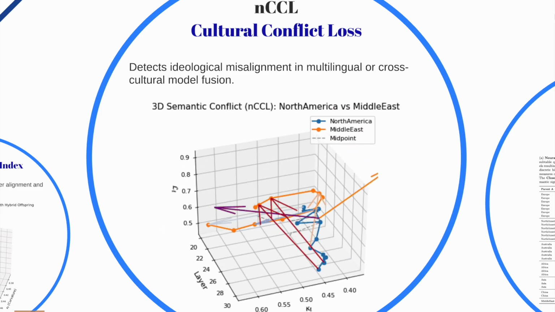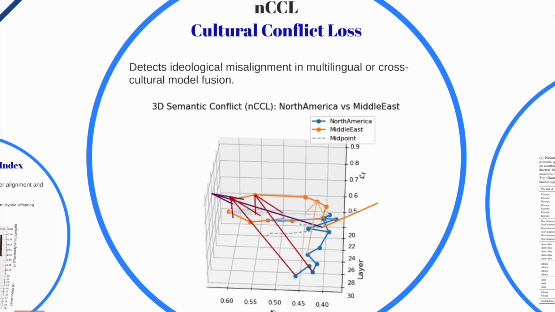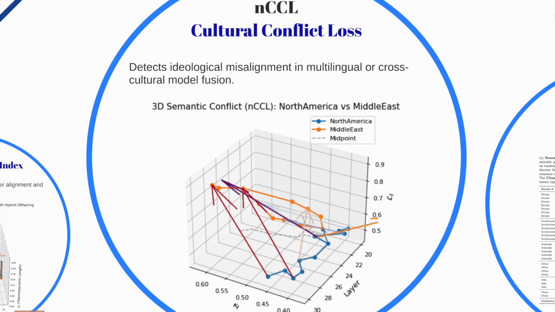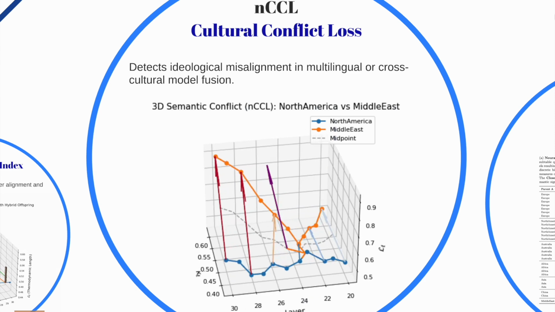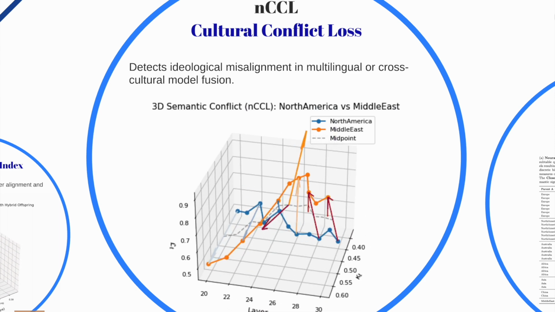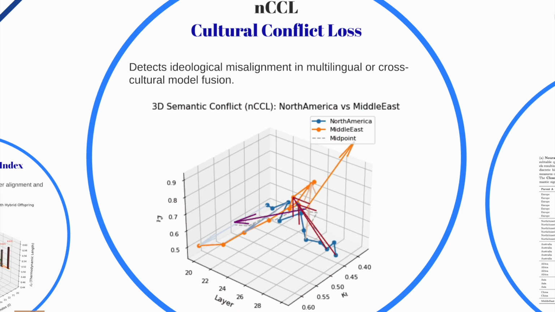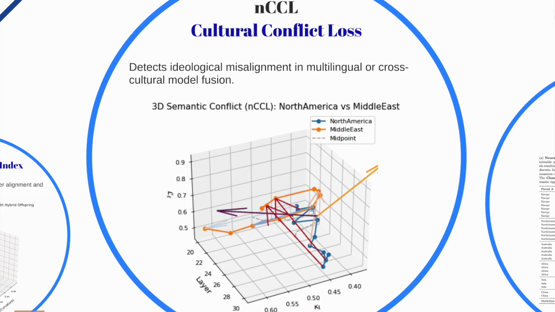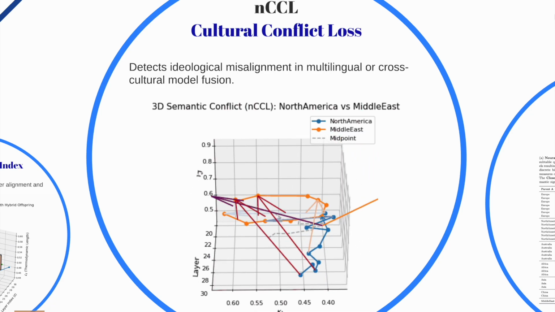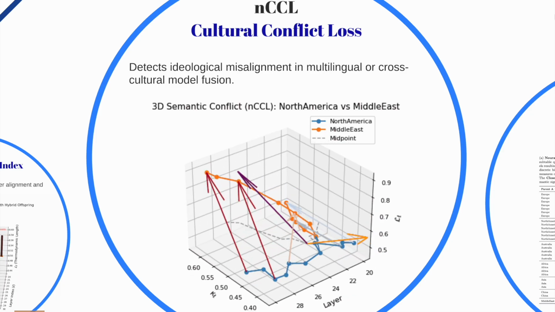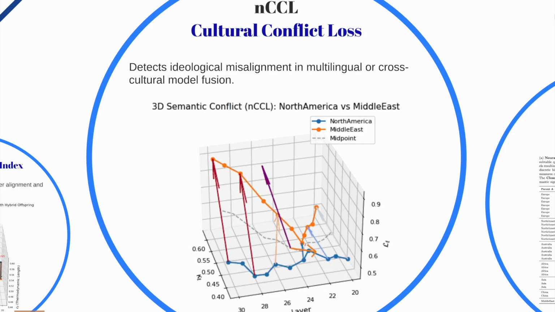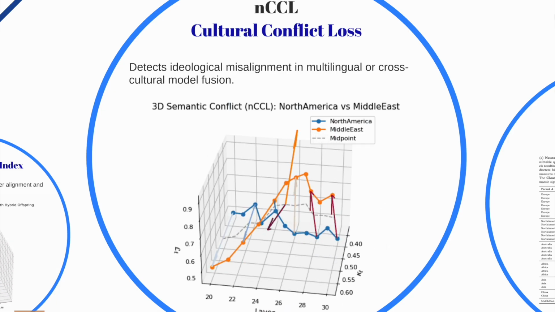How to read the 3D panel. Axes: depth is the layer index, the floor axis shows spectral curvature, how sharply the manifold bends, and the vertical axis shows thermodynamic length, epistemic work. Paths: blue is North America, orange is Middle East, and the dashed gray curve is a midpoint reference. Vertical bars: the NCCL spike at that layer. Taller means stronger conflict.